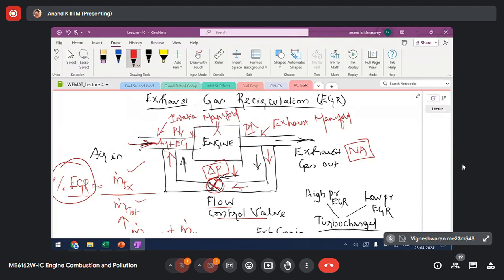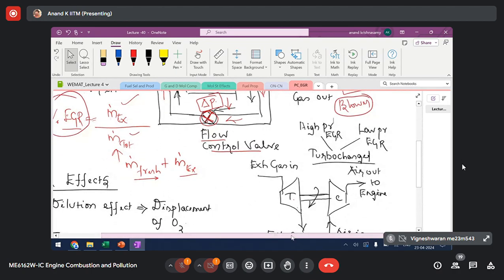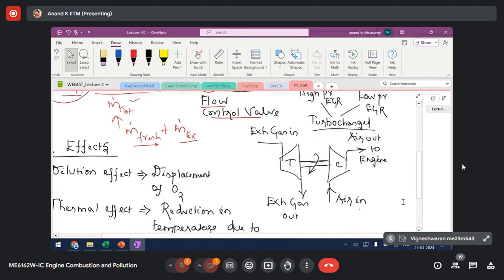So sometimes you may have to use some external devices like a blower. You have to create the flow by using additional devices like a blower, especially when delta P is insufficient to create the natural flow. Okay, this is an important point. The second important point here is with respect to the turbocharged engine. In a naturally aspirated engine, you don't have a compressor and turbine in the intake, whereas in a turbocharged engine, you have a compressor-turbine combination as shown here.